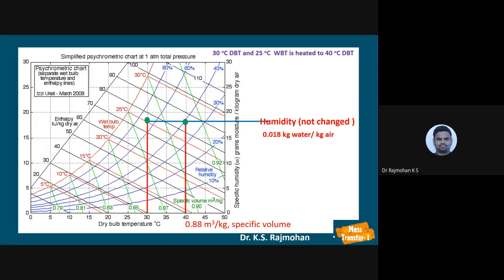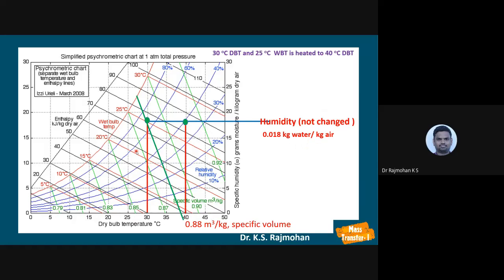Humidity is not changed, and from the graph you can see that it is 15, it is 20, half of it is 17.5. So around 18 you can take. 18 grams means 0.018 kg of water vapor per kg of dry air is the absolute humidity value.